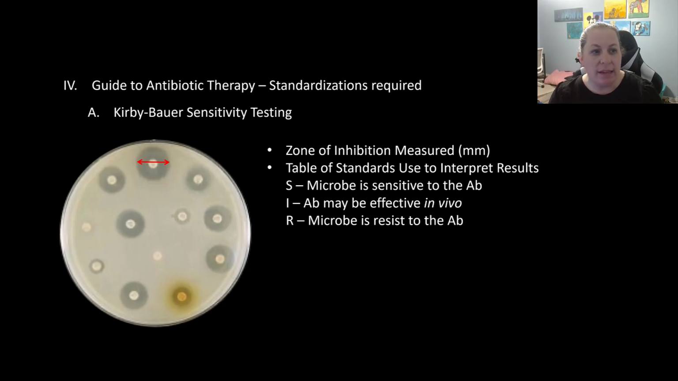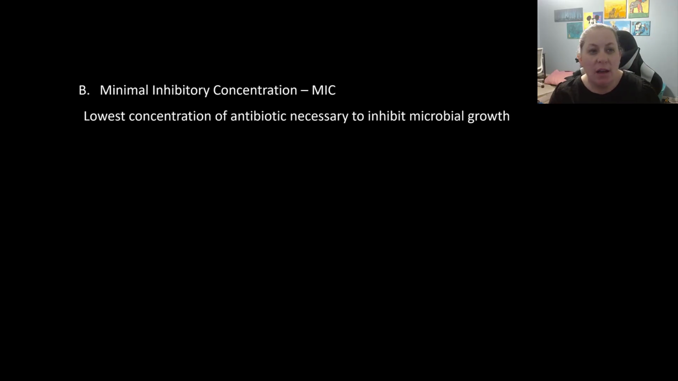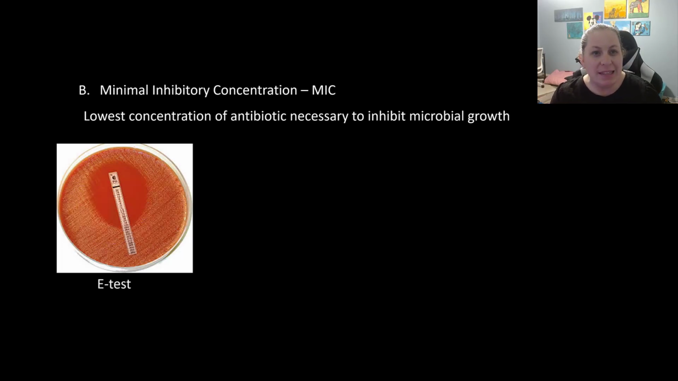So once we know the levels of the ones that are going to be the most effective, we want to take a second step to find the lowest concentration that is going to inhibit the growth the best, okay? So the lowest concentration of antibiotic necessary to inhibit microbial growth is what we call the minimal inhibitory concentration, or the MIC. Now this is important because this is what allows us to make sure that the dosage is not too high where it's toxic, but it's still effective.